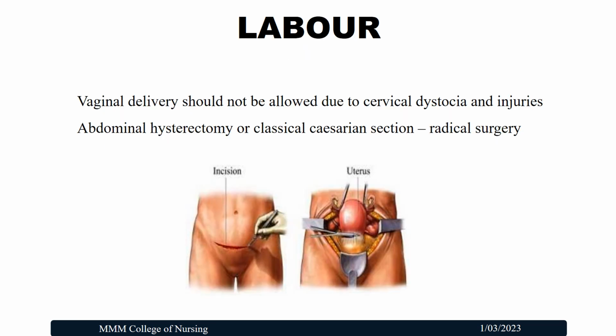During the time of labor, vaginal delivery should not be allowed due to cervical dystocia and injuries. Abdominal hysterectomy or classical cesarean section or radical surgery can be done. So this applies in the third trimester or past the third trimester, when we are nearing labor.